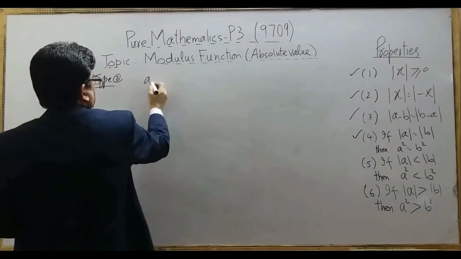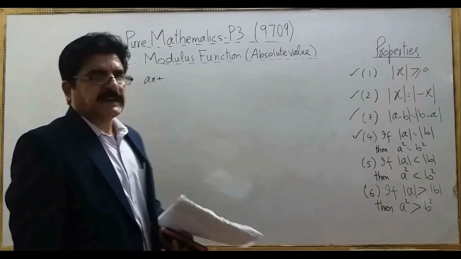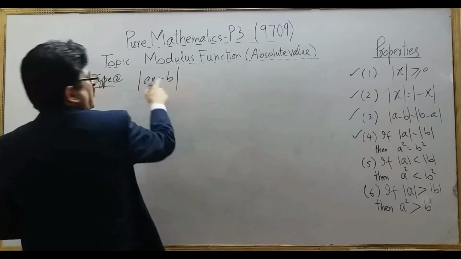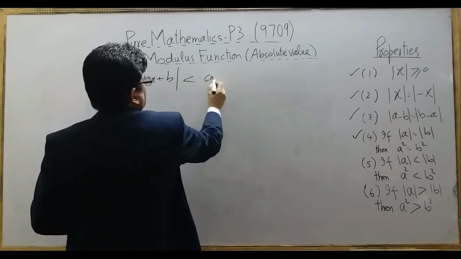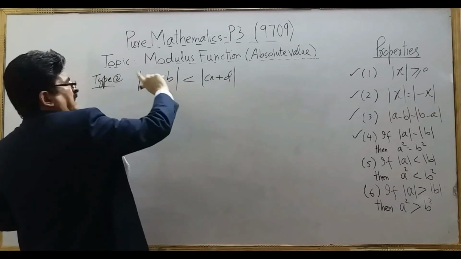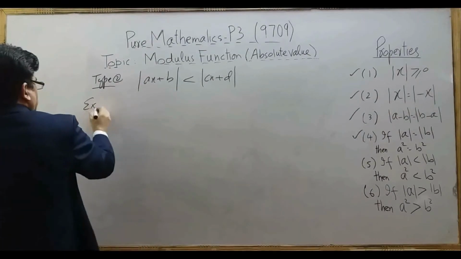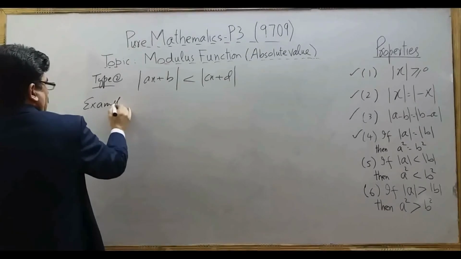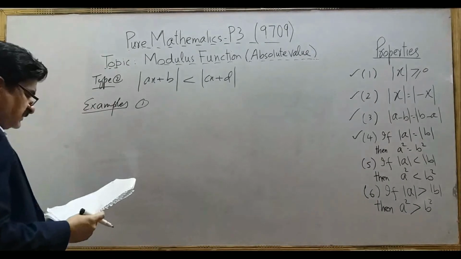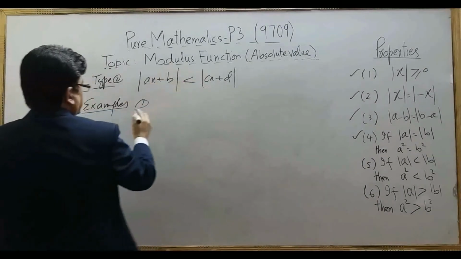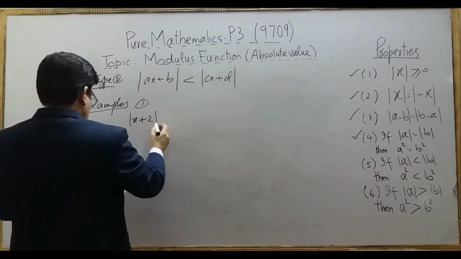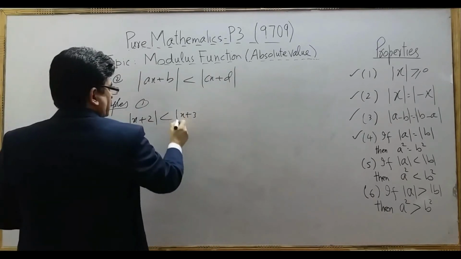Now we have the second type of inequality, but keep in mind that it's linear: |ax plus b| less than |cx plus d|, or you may have less than or equal to, or greater than, or greater than or equal to. Now examples. See the first example. For this, you have mod on both sides: |x plus 2| is less than |x plus 3|.